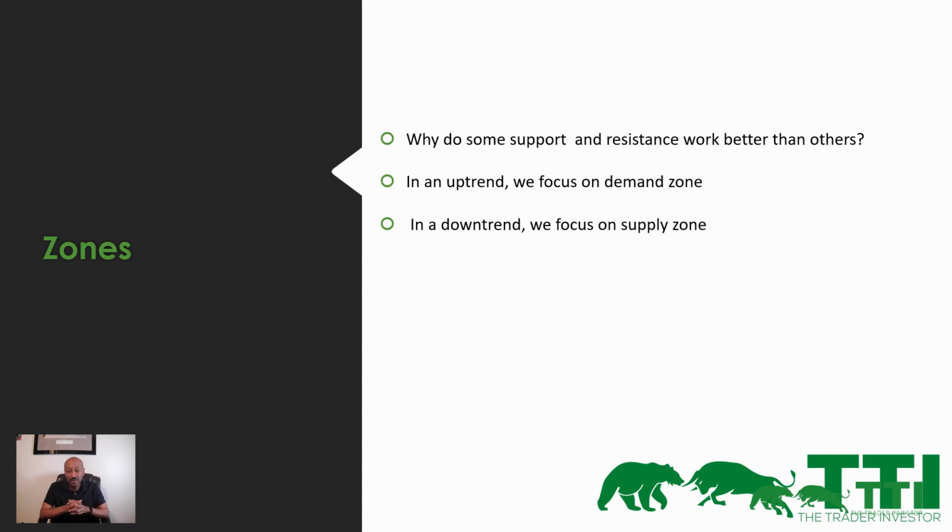So as you think about support and resistance, why do some work better than others? I think a lot of us always wonder, well, I had drawn this support, but it did not hold. I had this resistance, but price went right through it, like a knife through butter. Why? Well, a lot of it could come down to understanding supply zone and demand zone.